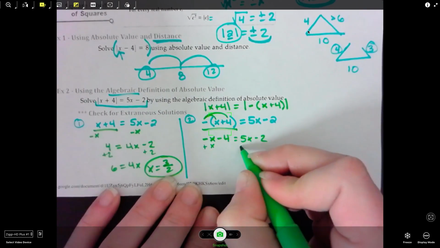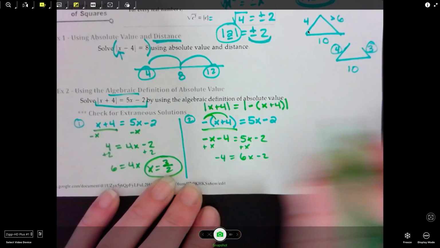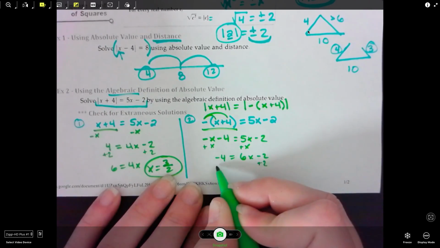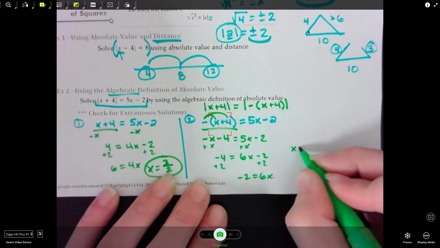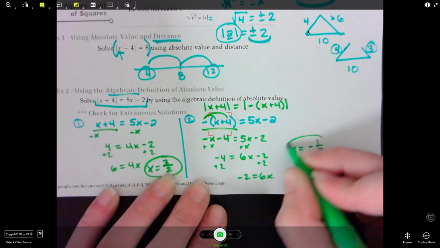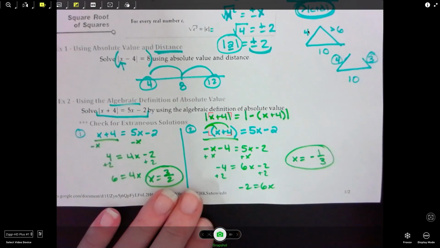Adding x, I will have negative 4 equals 6x minus 2. And adding 2, I'll have negative 2 equals 6x, and x equals negative 1/3 if I solve that out. Okay? If I went through that a little too fast, go ahead and pause the video or rewind the video and you can watch me go through that again.